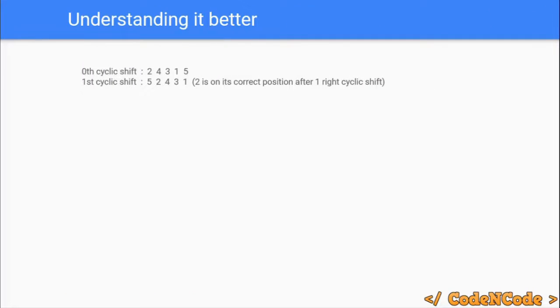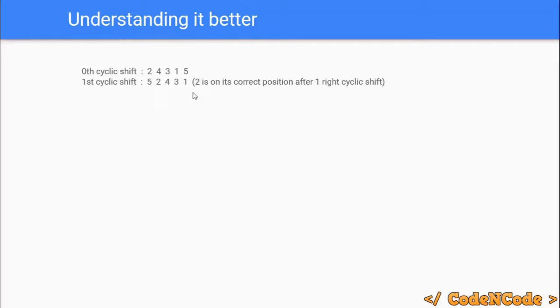Now, to make you understand the algorithm that I'm going to teach you better, first I have a question for you. This is the original input array. If you perform one right cyclic shift, you'd get this. And you see that after performing the first right cyclic shift, 2 is on its correct position, right? So 2 is on the position where it's supposed to be. Now after one cyclic shift, I'm able to get 2 on its correct position.